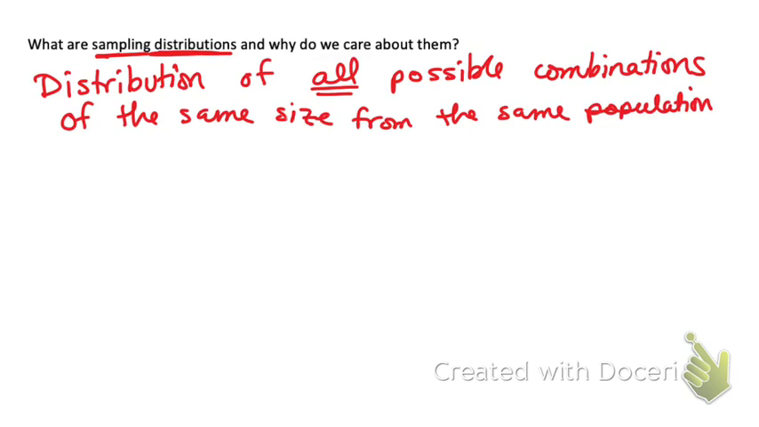Here's the good news about sampling distributions. They are simulated using computers, because you don't have time to do that. They are simulated with statistical software.